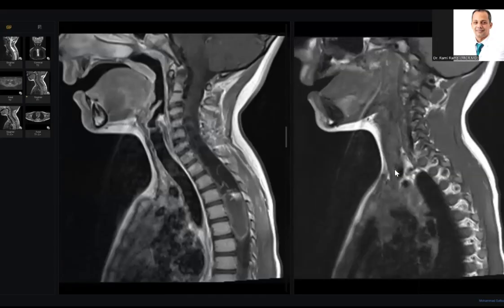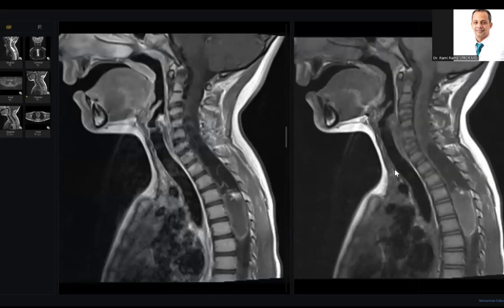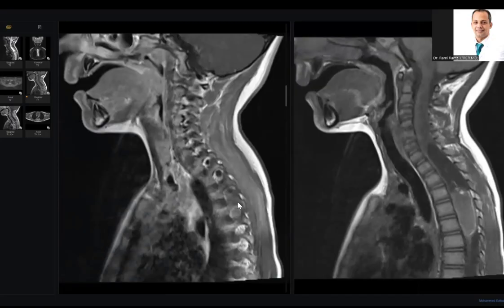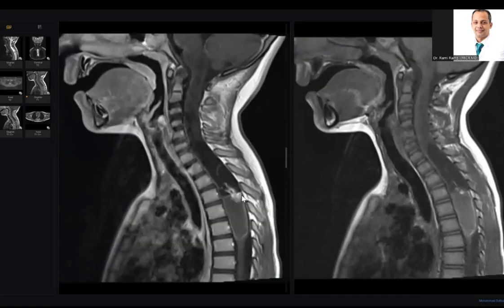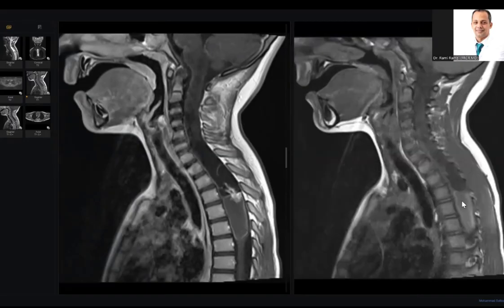This is the pre. This is the fat. This is the post. Very minor enhancement. But I'm trying to help you. So when the examiner is trying to help you, follow him, please. There are high T1 signals, and the patient is young.